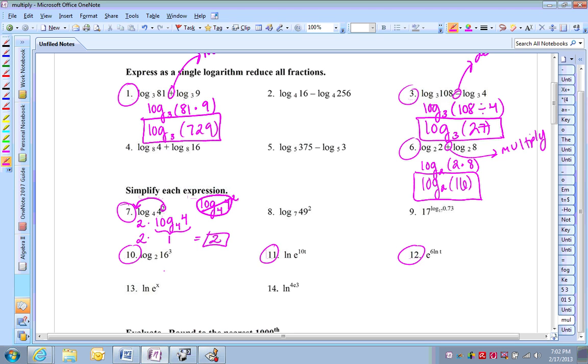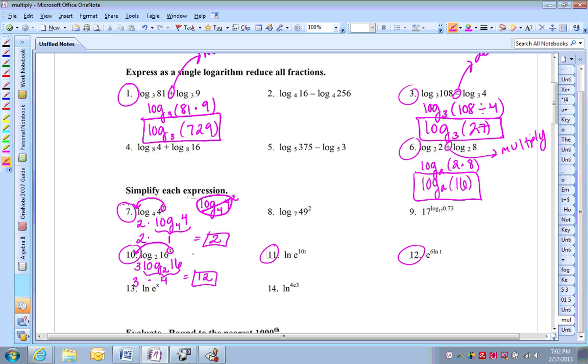Okay, now let's look at number 10. Here we have another exponent that we can bring out front. So this becomes 3 log base 2 of 16, or 3 times log base 2 of 16. And we have to think now, what power can I raise my base of 2 to give me 16? And the answer to that is 4. So log base 2 of 16 is 4. So 3 times 4 is 12.